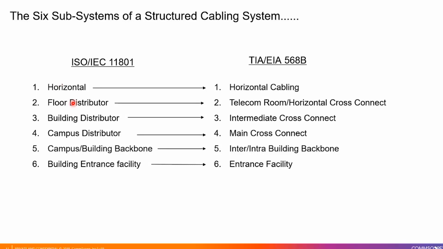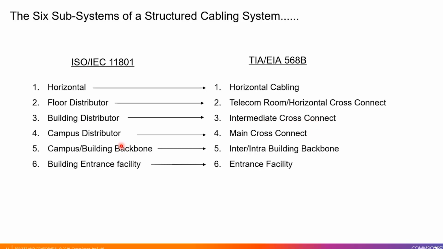If you have multiple floors, for that particular building, you have a location called the building distributor, which can be on the ground floor or first floor, for that particular building. That is called the building distributor location, whereas in TIA, they call it an intermediate cross connect. So the floor distributor, for a particular floor, whatever room we are talking about, hub room or switch room, is called a horizontal cross connect or telecommunication room. And the location for that particular building is called a building distributor in ISO, whereas it is called an intermediate cross connect.